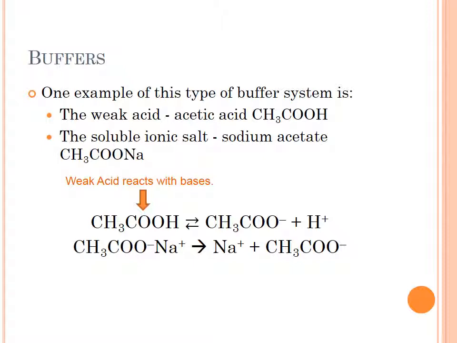So the weak acid will react with any base, and the anion, that conjugate base, will react with any acid. Essentially, that weak base anion will suppress the ionization due to Le Chatelier's principle to push that equilibrium back towards the reactant side, so that we don't have much ionization of the acid, and most of the acetate is due to the added acetate from the salt.